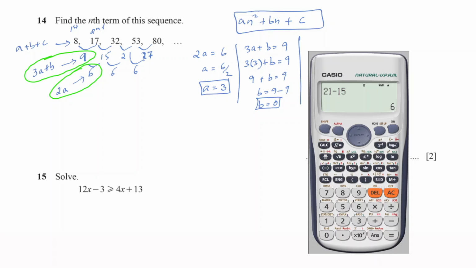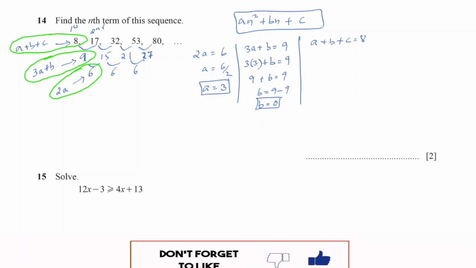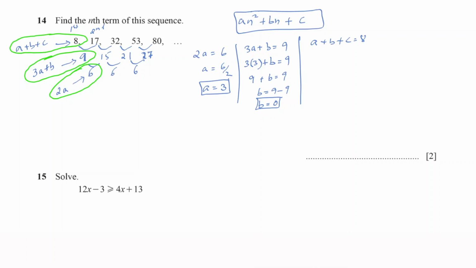And finally we will put a plus b plus c equals to 8. If a plus b plus c is equal to 8, then we already got the value of a as 3 and b as 0. So we can easily find the value of c. So c will be equal to 8 minus 3, and c will be equal to 5. Okay, we got the value of a, b and c.